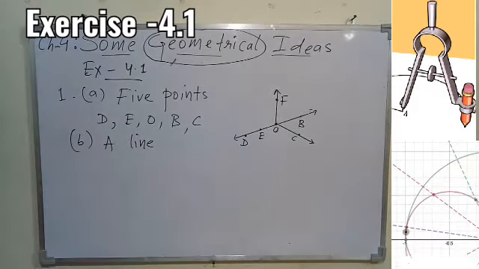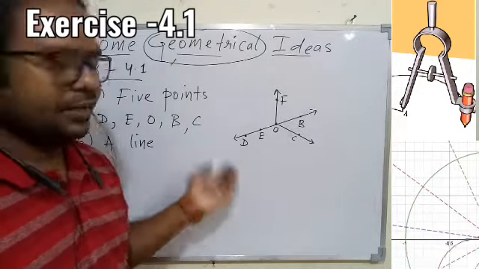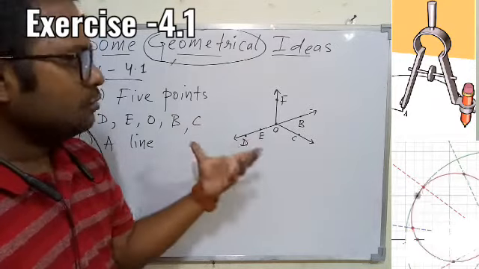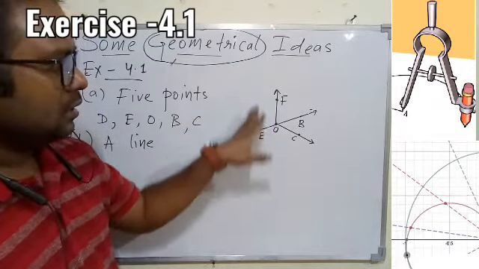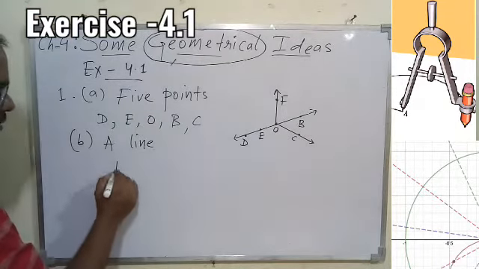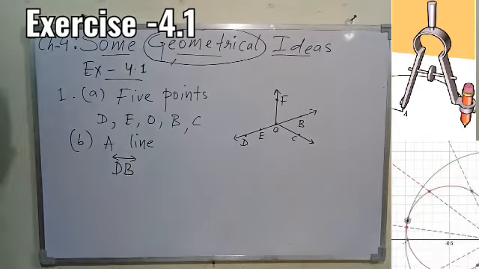So how many lines can you see? We can talk about line DB or BD. That is one line. Okay, so that is only one line we have. Other than this, the rest two that you see are not a line, you know. So a line we have is your DB, and you know how to show it. So a line is DB.